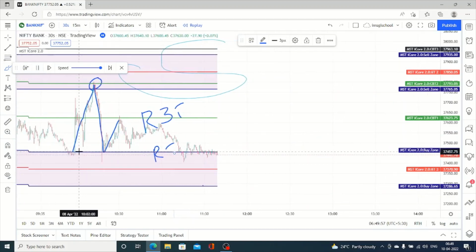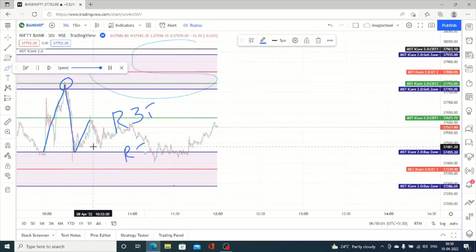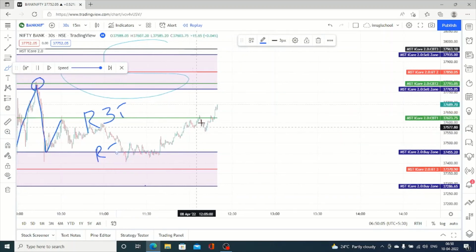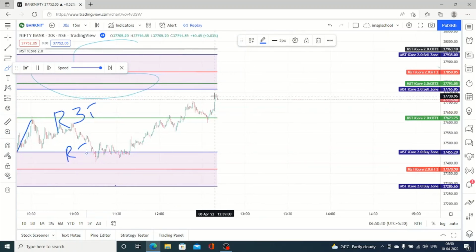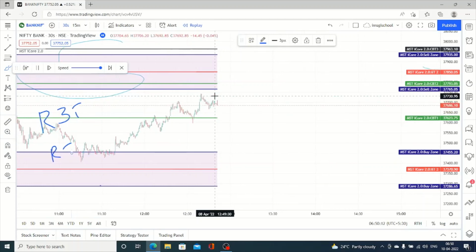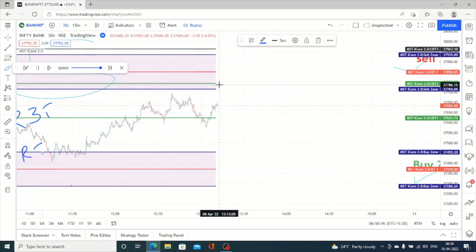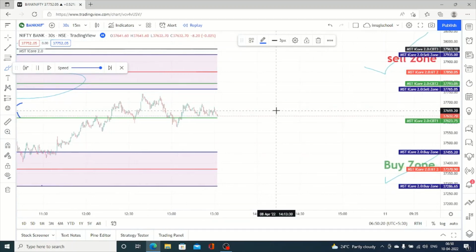So first buy got activated, all targets hit, sell got activated, again target hit, again buy got activated, first target hit, again buy activated, first target hit, and it is going almost to the second target. It reached the sell zone. It is not able to break the sell zone. So let us see what will happen to the market. Let the market run.